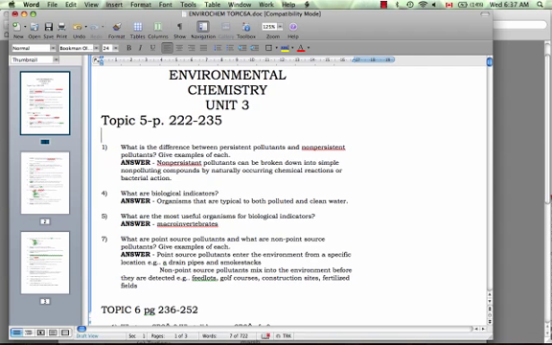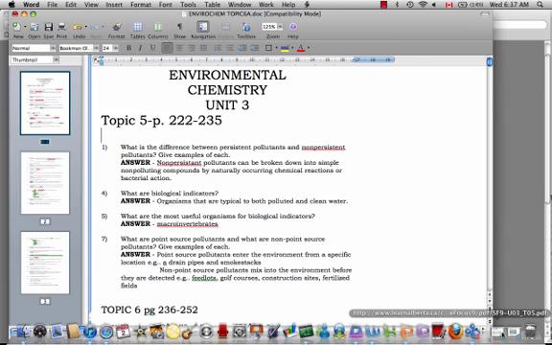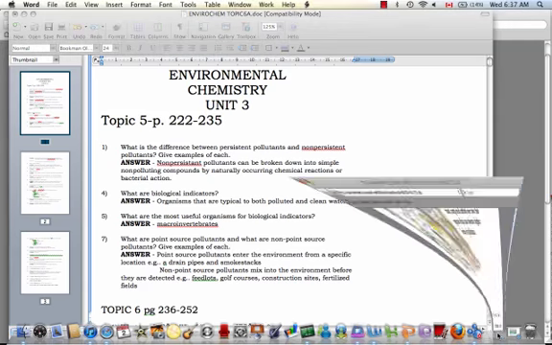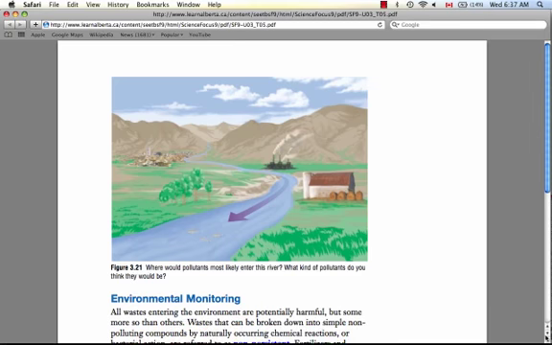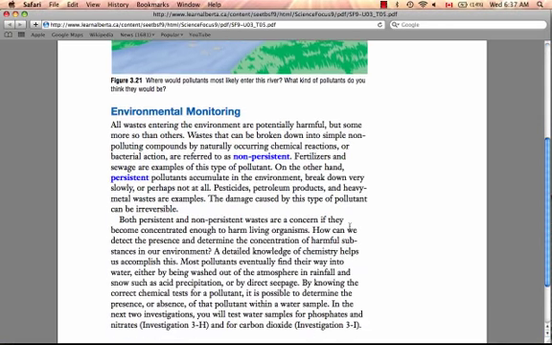So the first question was the difference between persistent pollutants and non-persistent. Non-persistent pollutants can be broken down into simpler non-polluting compounds by chemical reactions. If you look at this page in your book, it talks about fertilizers and sewage as examples of non-persistent. However, persistent pollutants accumulate and build up, so pesticides, petroleum products, and heavy metals are much more damaging, as you can imagine.